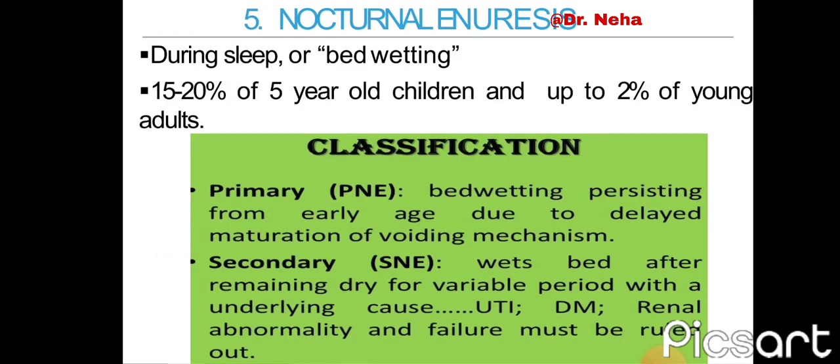Then nocturnal enuresis, during sleep, or bedwetting. This occurs in 15 to 20% of cases of 5-year-old children and up to 2% of young adults. It has been divided into 2 types: primary nocturnal enuresis. In this, bedwetting persists from an early age due to delayed maturation of the voiding mechanism. Secondary nocturnal enuresis. In this, the child wets the bed after remaining dry for a variable period, with an underlying cause of UTI, diabetes mellitus, renal abnormality and failure.